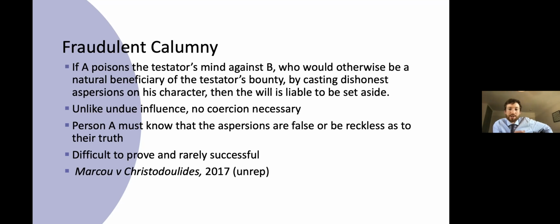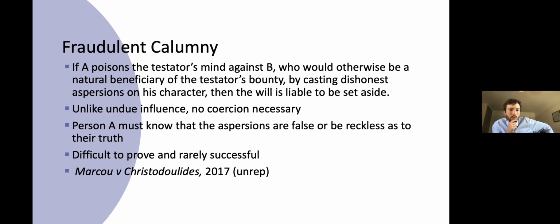And those are, you need a false representation. So clearly, if it's true, there's going to be no challenge. It must be made to the testator about the character of the existing or potential beneficiary for the purpose of inducing the testator to alter his testamentary dispositions, and made knowing that those aspersions are untrue or reckless as to their truth. And then the will is made as a result of that fraudulent calumny.